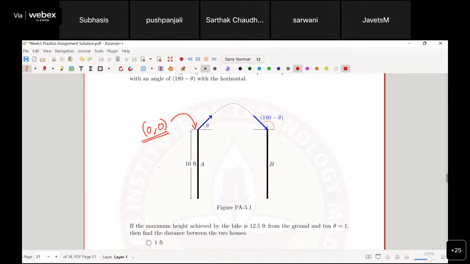If you start with some other point, the final answer will be the same, but you have to do a lot of extra calculation. That's why they have started with 0, 0.